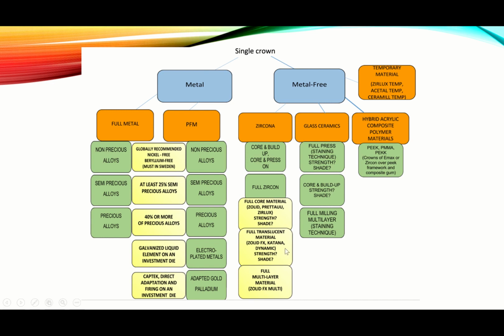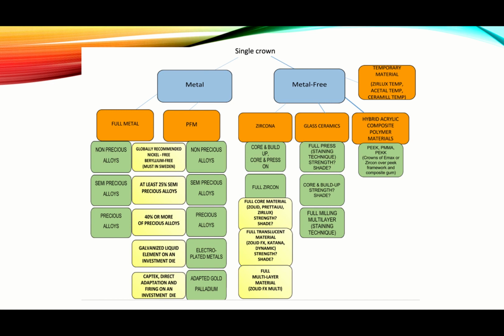Same thing when it comes to glass ceramics. There's a full press, which is monolithic, and there's core and build-up, and there's full milling multi-layer, which we stain with the stain technique. Same thing: it's milled and it's pressed. Both of them are monolithic, whether it's full pressed or milled. And then there is the core and build-up, whether you obtain this core from pressing or from milling. So it could be layered glass ceramics or monolithic glass ceramics.